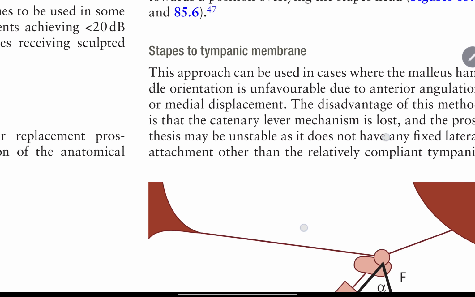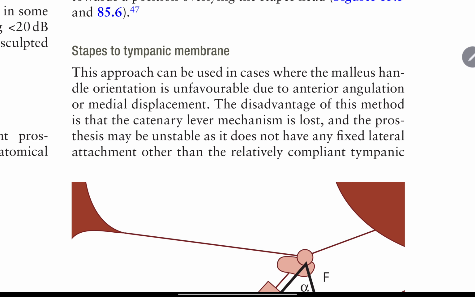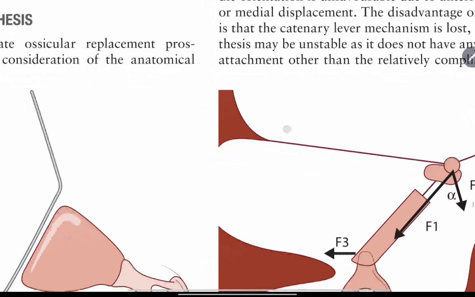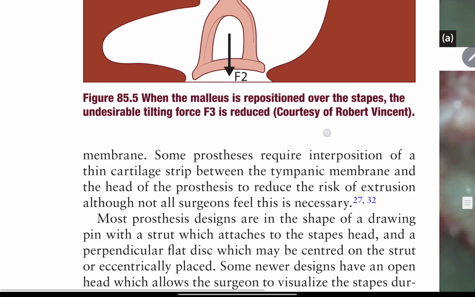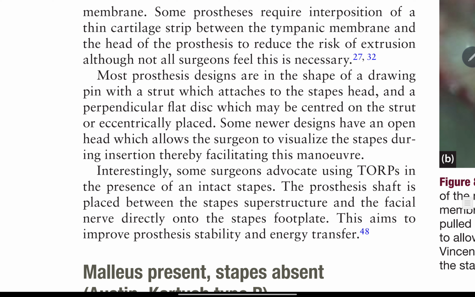Stapes to tympanic membrane. This approach can be used in cases where the malleus handle orientation is unfavorable due to anterior angulation or medial displacement. The disadvantage of this method is that the catenary lever mechanism is lost and the prosthesis may be unstable as it does not have any fixed lateral attachment other than the relatively compliant tympanic membrane. Some prostheses require interposition of a thin cartilage strip between the tympanic membrane and the head of the prosthesis to reduce the risk of extrusion, although not all surgeons feel this is necessary.